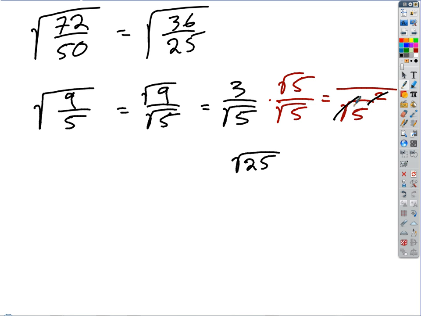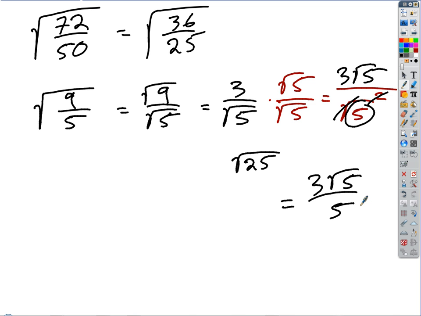So I end up with a 5 on the bottom, what do I get on the top? Well, 3 times the square root of 5, right? Does that make sense? And this is just a product, I just multiply straight across. And so that's my answer. My answer is 3 times the square root of 5 over 5, and I can't simplify that anymore.